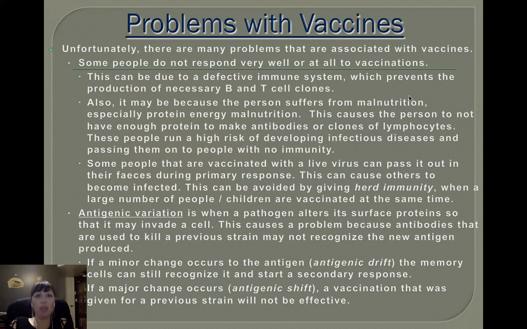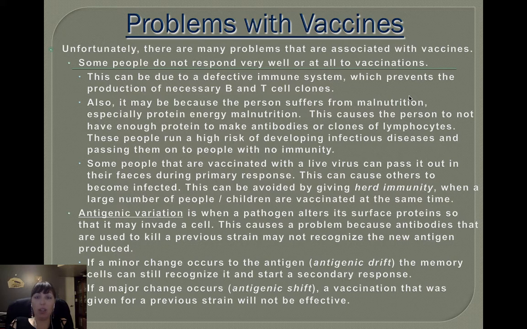Okay, so problems with vaccines. Unfortunately, there are problems that have been associated with vaccines. Some people do not respond well at all to vaccinations. And it can be due to a defective immune system, which will then prevent the production of the necessary B and T cell clones. Also, it could be because the person suffers from malnutrition, right? Especially if you have protein energy malnutrition. It causes the person not to have enough proteins to make the antibodies that suddenly your body has been flooded with, okay, with the antigen. So these people run a high risk of developing the infectious diseases that they're being vaccinated against and passing them on to people with no immunity.